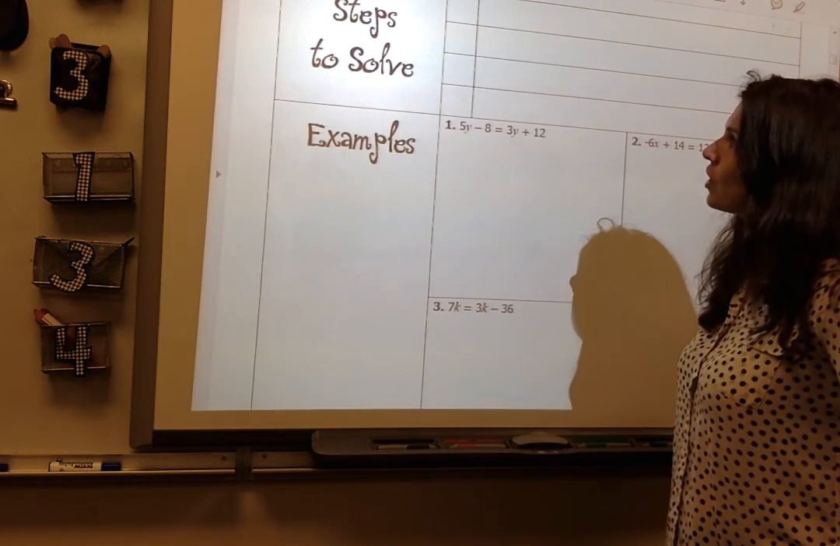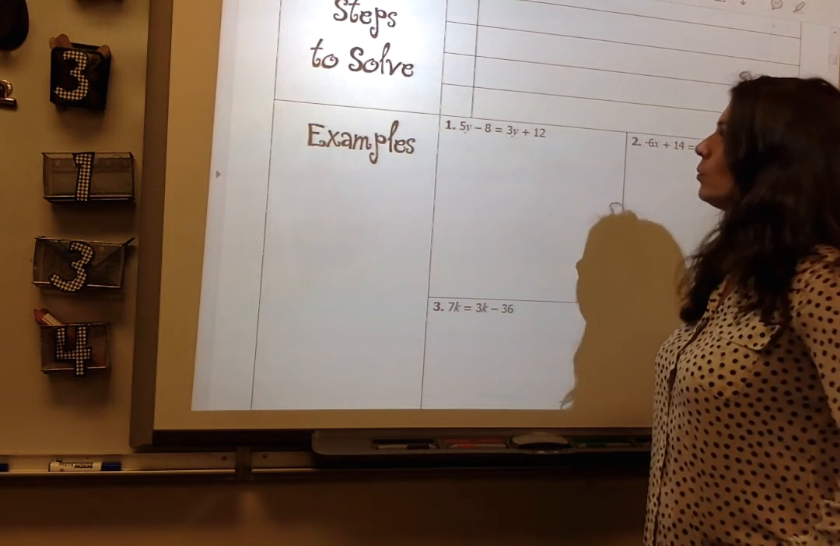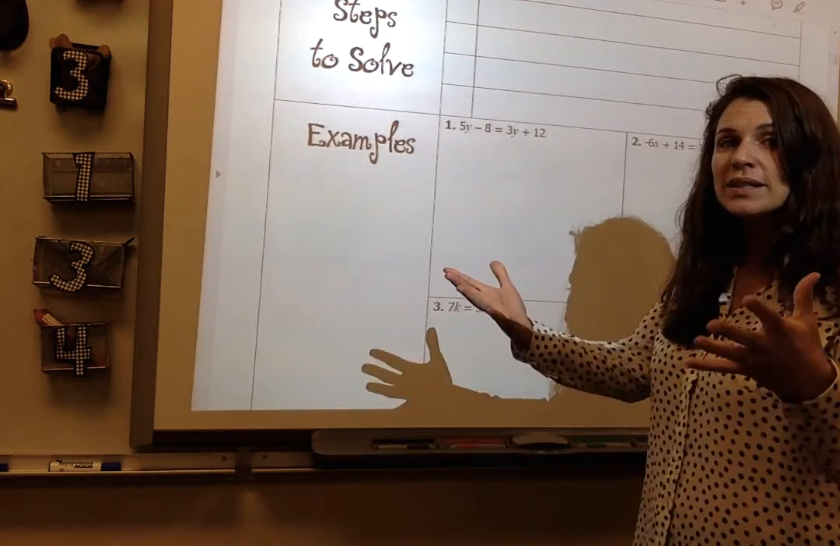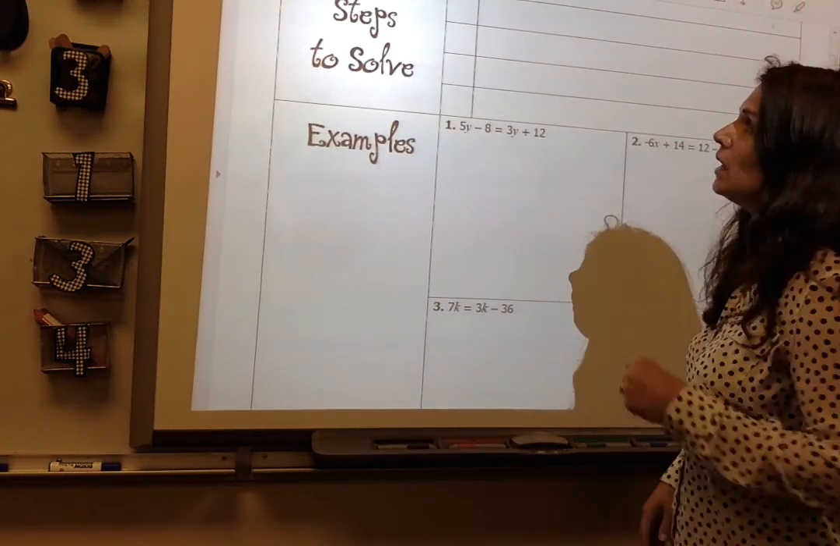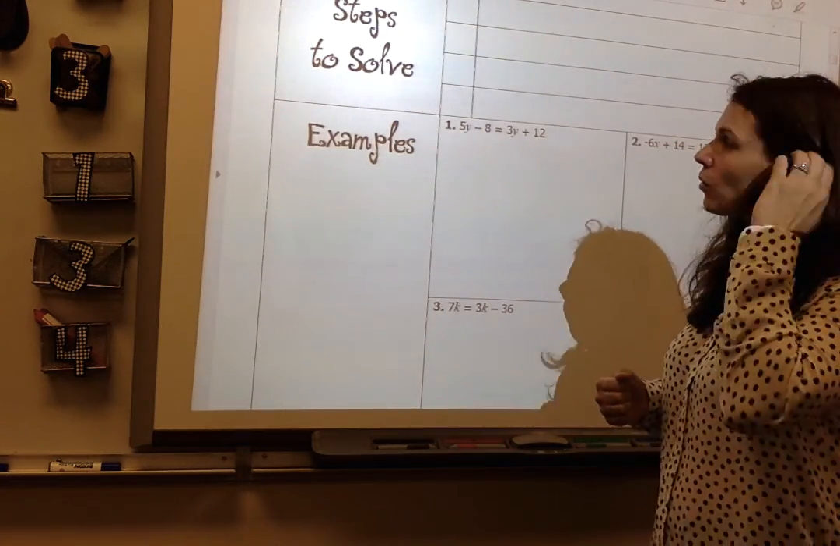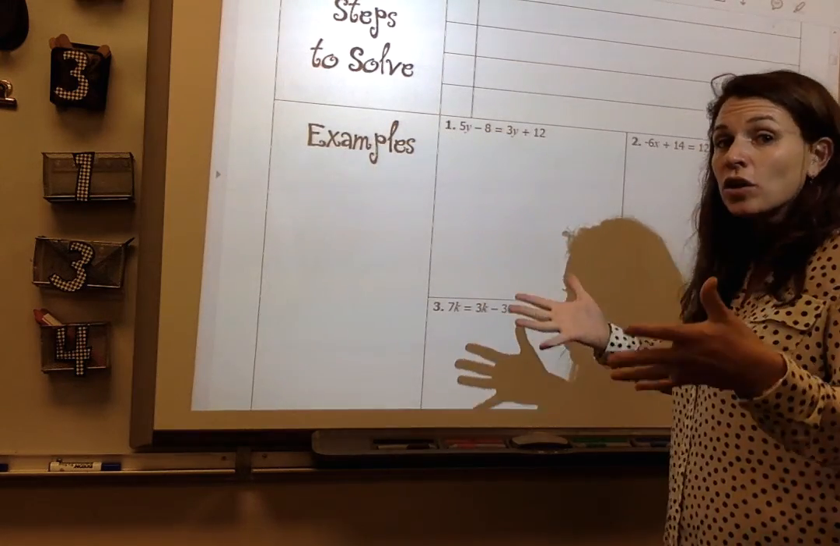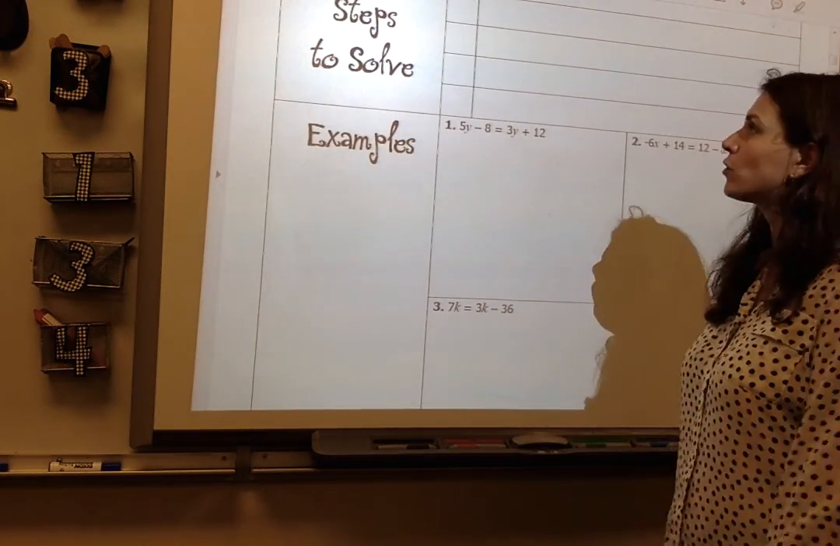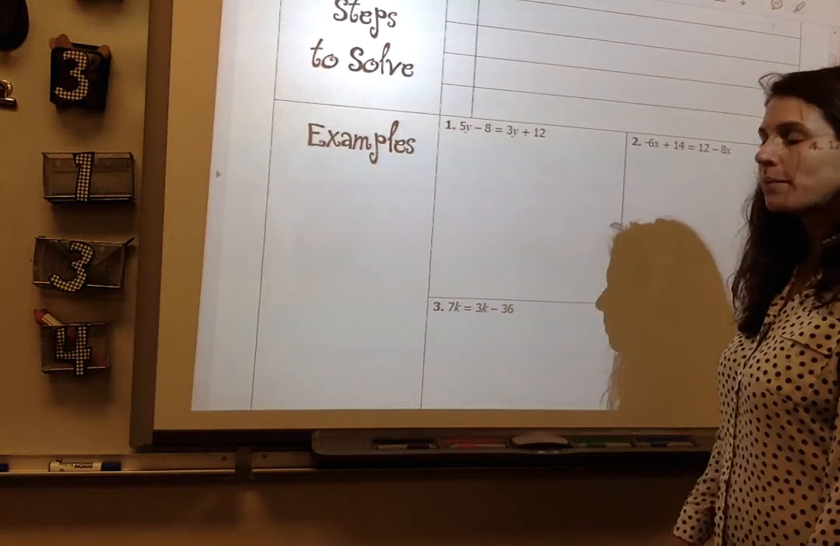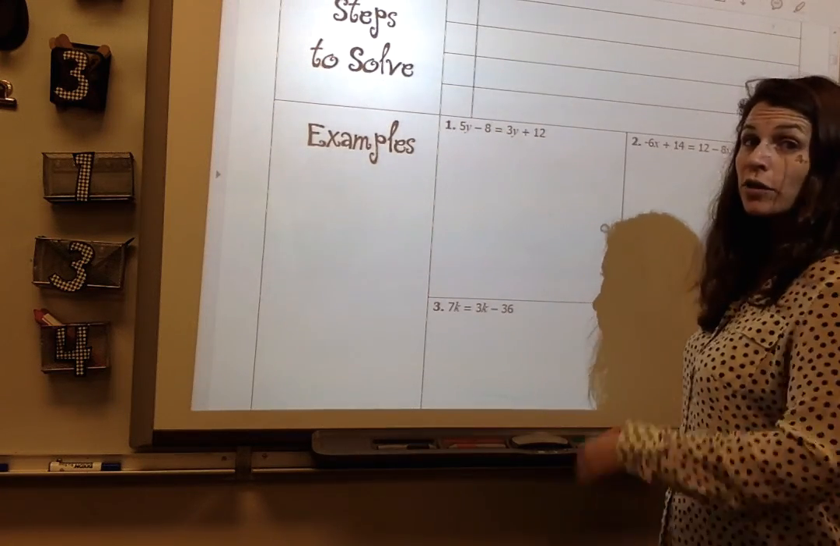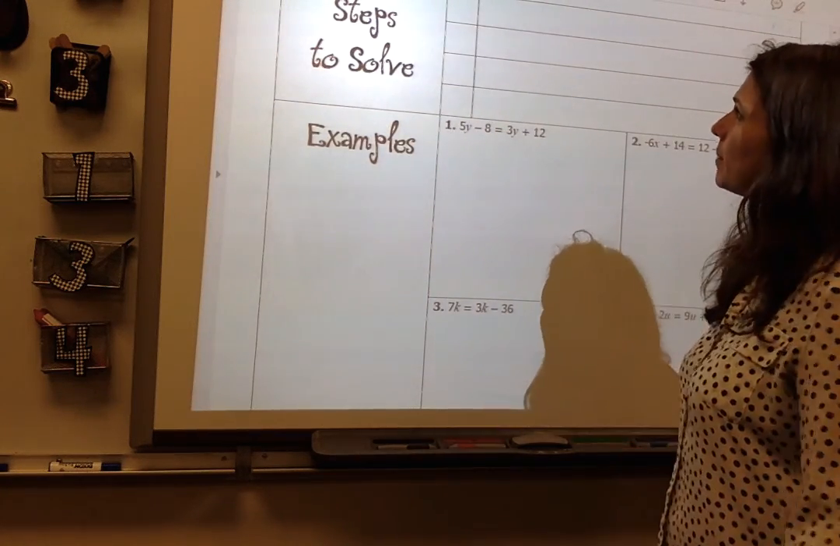All right, next section in Unit 2 is what happens when we have variables on both sides. So again, there are steps to solve this. So when in doubt, if you forget, go back and look at your steps and make sure you're following those correctly. So I'm going to list out those steps first, and they're very, very similar to last note's steps.